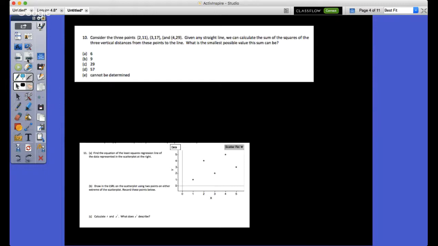That would be it. Number 11, find the LSRL of the data represented in the scatter plot at the right. Well, this has X and Y, right? You could actually find these points pretty easily. This is 1, 1. This is 3, 2. This is 2, 4. This is 4, 5, 5, 3. Plug those in your calculator, and that's how you get this LSRL. And then draw the line on the scatter plot using two points on either extreme of the scatter plot.